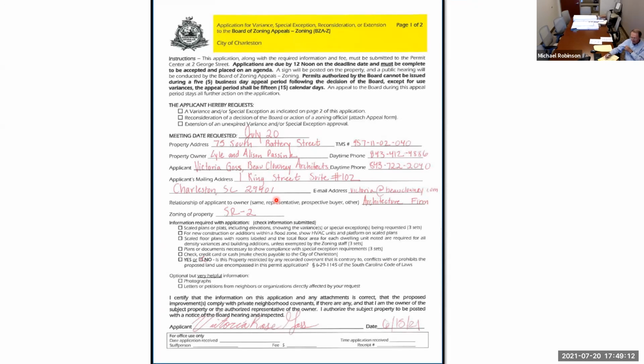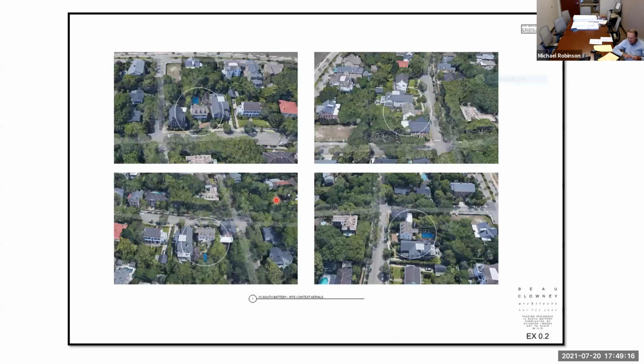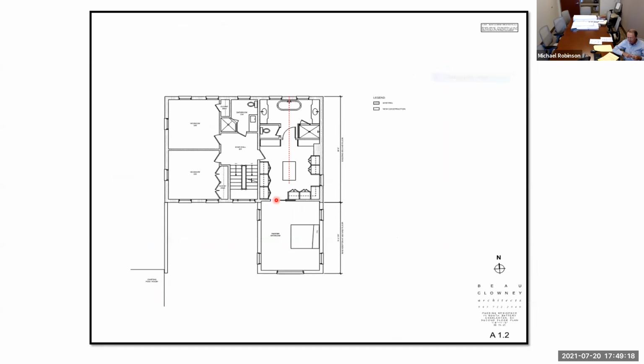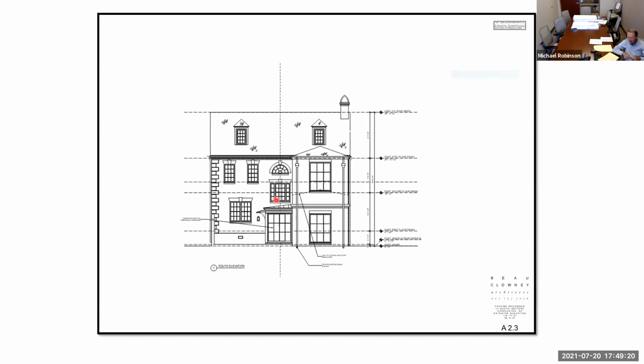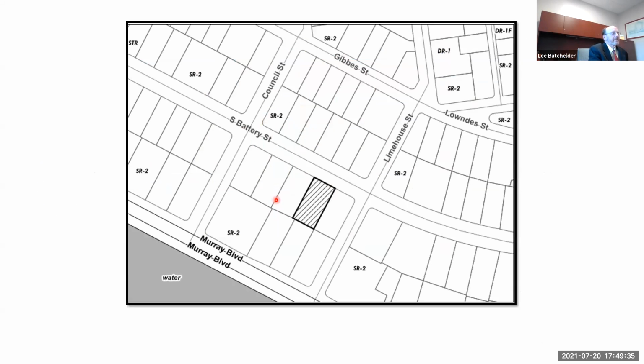Next item on the agenda is 99 South Battery, Charlestown. Request variance from section 54-301 to allow an HVAC platform for a generator with a 3-foot west side setback, 9 feet required, zoned SR2. Mr. Batchelder. Another residence on South Battery. This one is a little bit further west, just west of Limehouse Street.